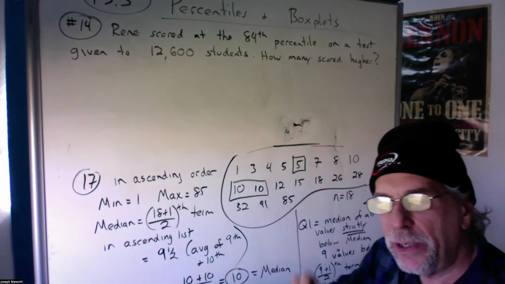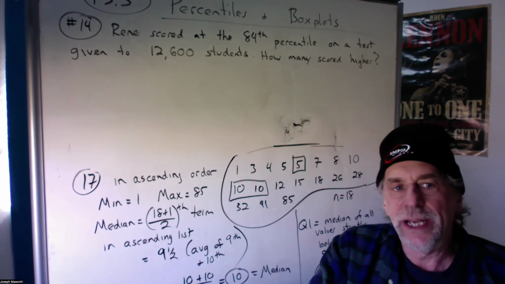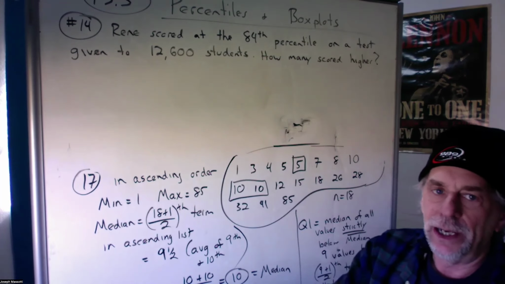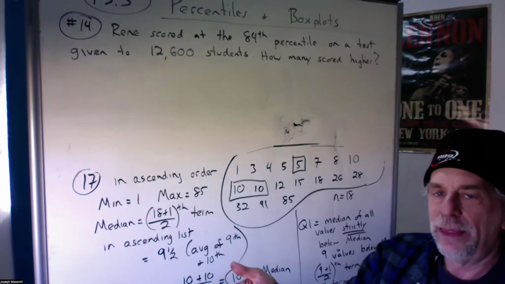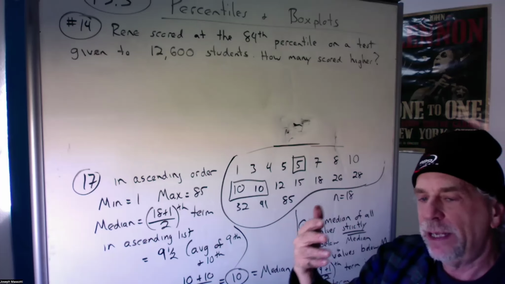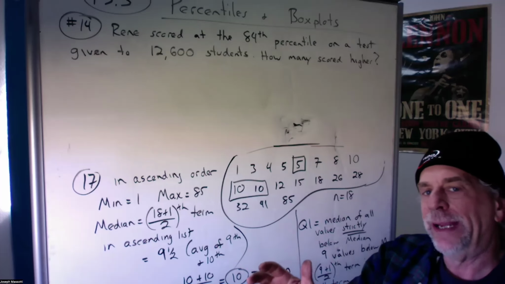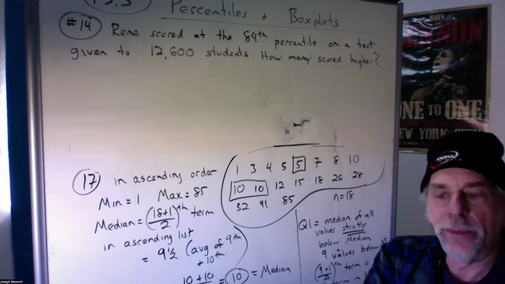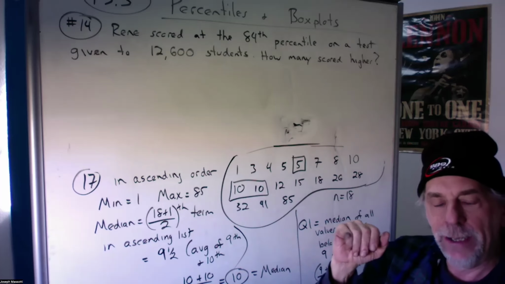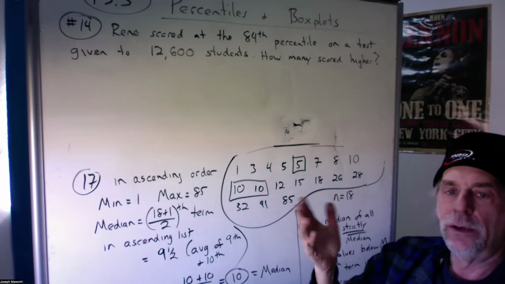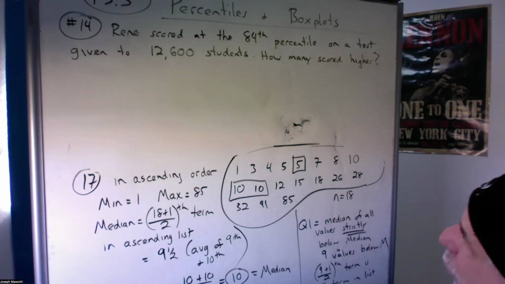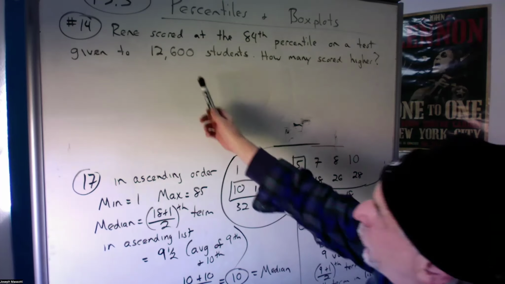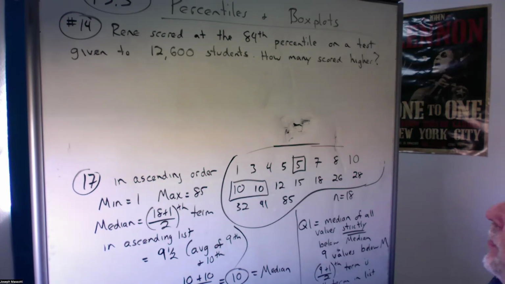A percentile, you're probably familiar with percentiles if you've taken those bubble tests in high school. You usually get your score based on the percentile that you finished in, right? If you finished in the 90th percentile, that means that 90% of the people scored lower than you, 10% of the people scored above you, right? So in this case, it says Renee scored at the 84th percentile on a test that was given to 12,600 students. And the question is, how many scored higher than her?